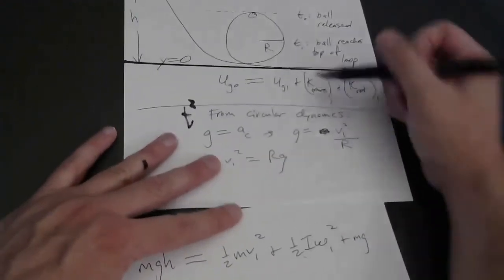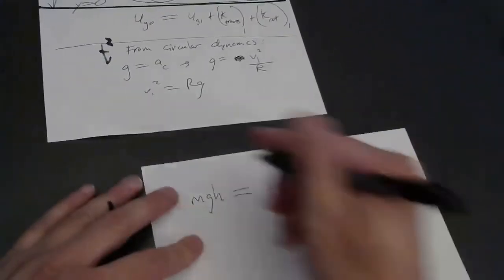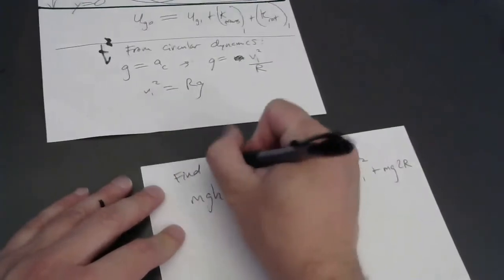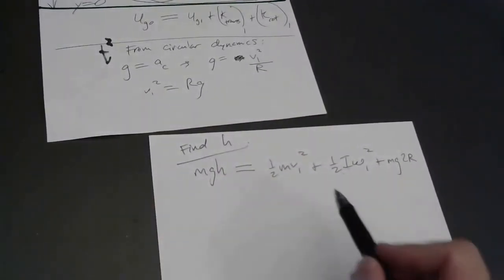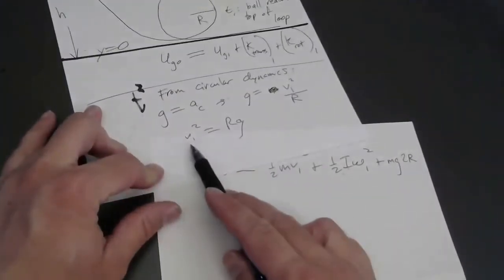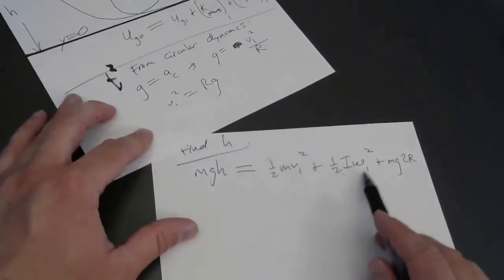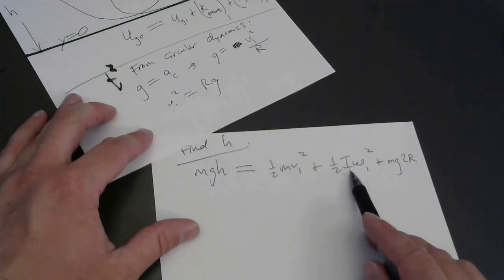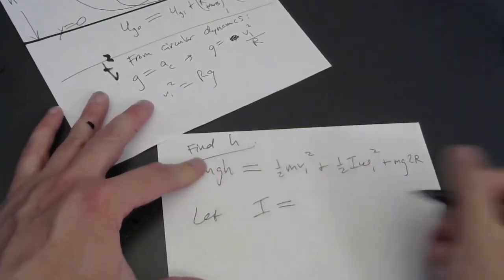mg, what's the height here? Well, this would be the diameter, which is double the radius, so 2r. Okay, we're supposed to find h, assuming that everything else is given. Well, we just found an expression for v1 in order to barely make it around the loop, but we don't know omega 1. And for the moment of inertia, once again, I'm just going to leave it general.